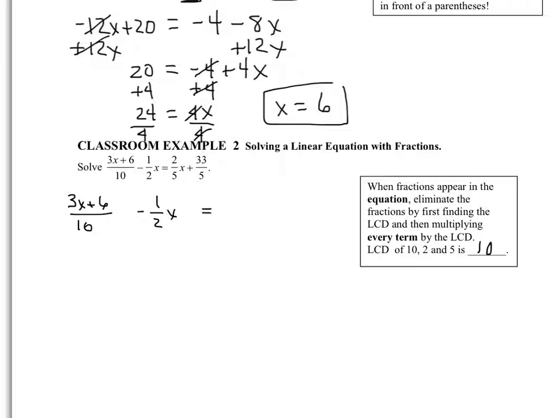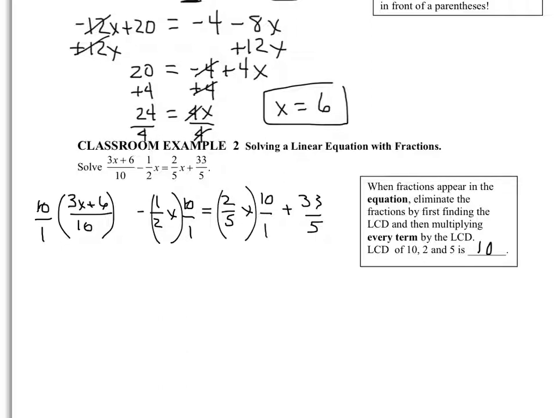And once I have some room, each individual term is going to be multiplied by 10. And since we're working with fractions, if you want to write it as 10 over 1, feel free to do that. And what we will do now is multiply these together and reduce down. It's actually easier to reduce before you multiply.